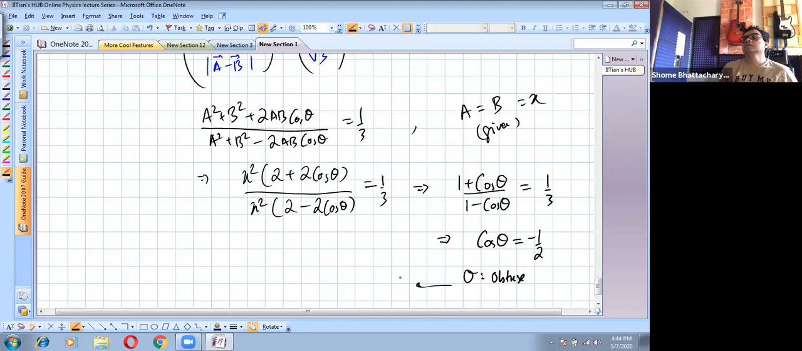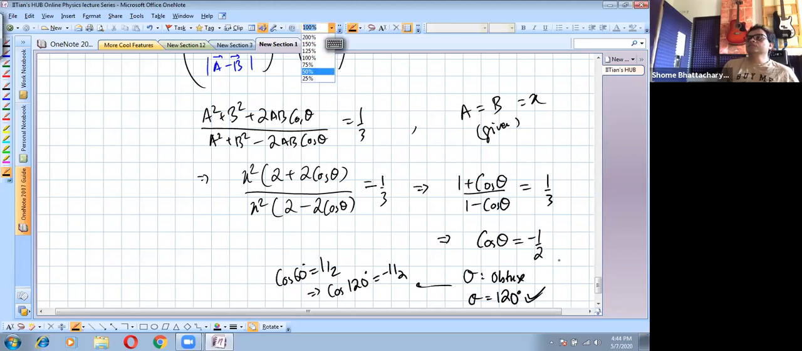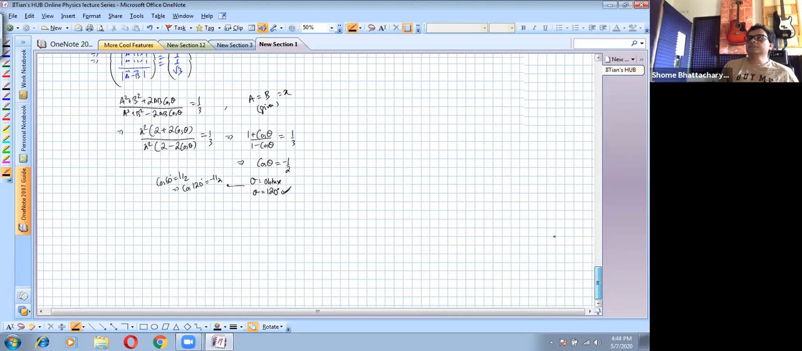And since cos 60 degrees is half, you know that cos of 120 degrees is minus half. That means theta comes out to be 120 degrees. So nothing much to do. Very simple direct substitution type of question.